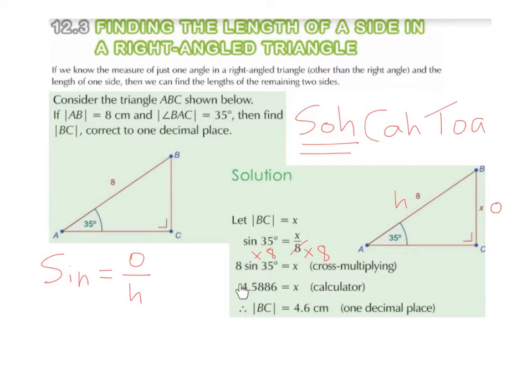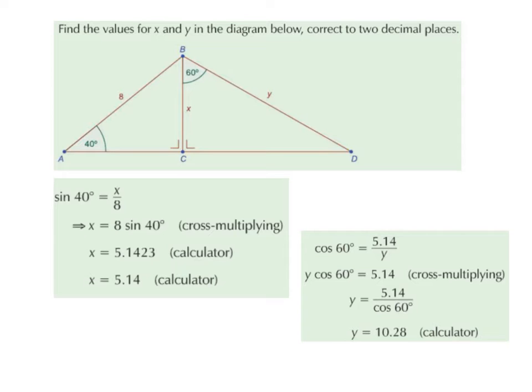So we end up getting 4.5886, and rounding it off to one decimal place gives us 4.6. So the length of BC is 4.6 centimeters.